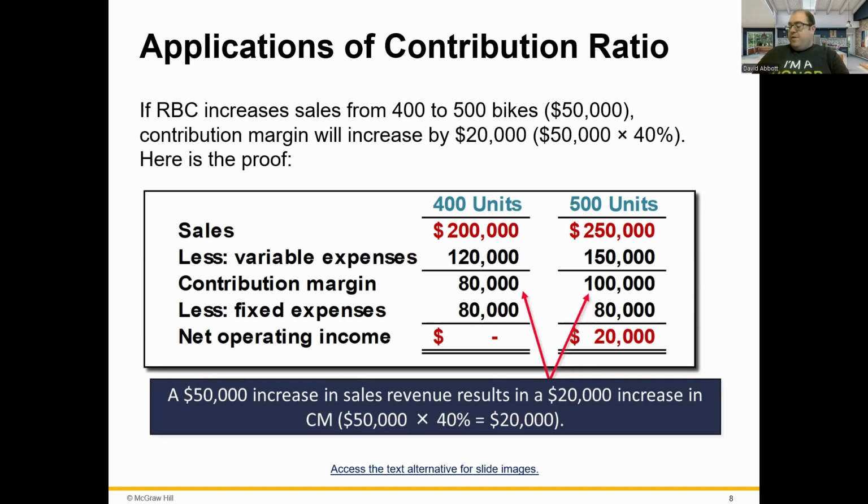Thus, if RBC increases sales from 400 to 500 bikes, the increase in contribution margin, 20,000, can be calculated by multiplying the increase in sales, 50,000, by the CM ratio of 40%. So 40% of 50,000 is 20,000, and we can calculate that.